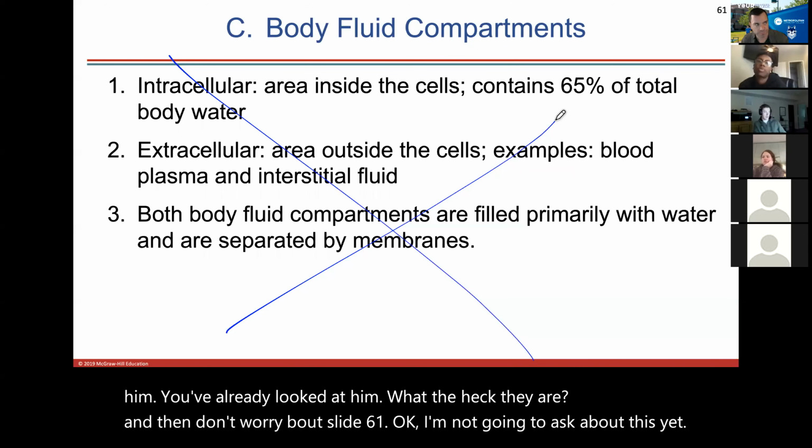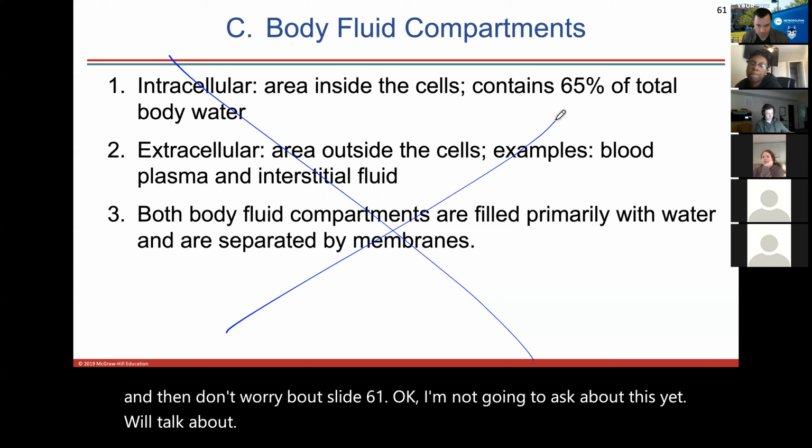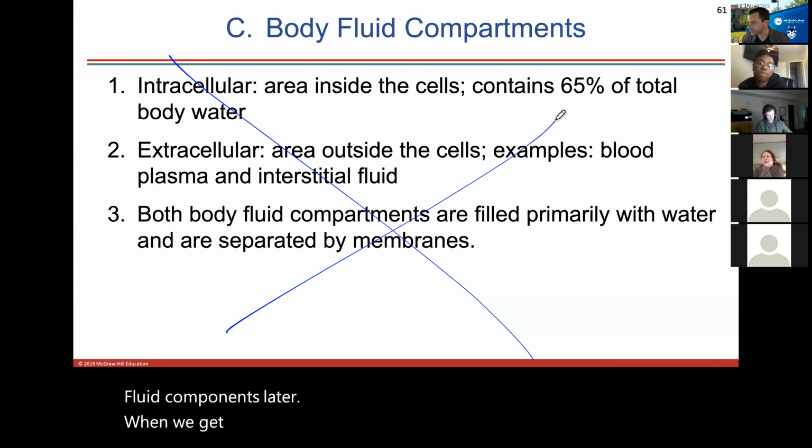We'll talk about fluid components later when we get into those respective systems where that's going to be really, truly important.